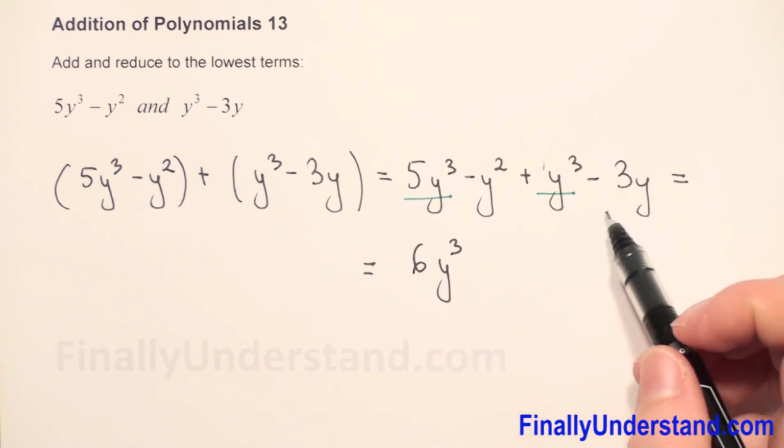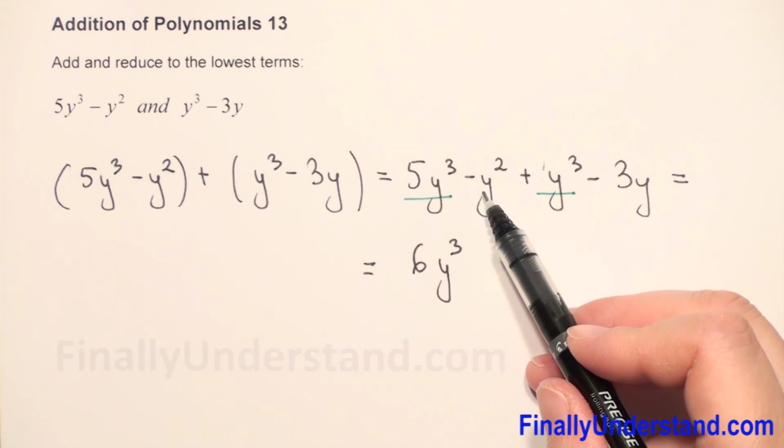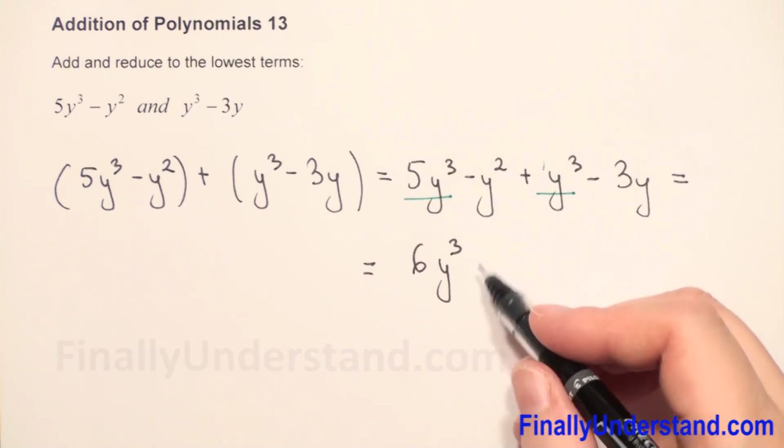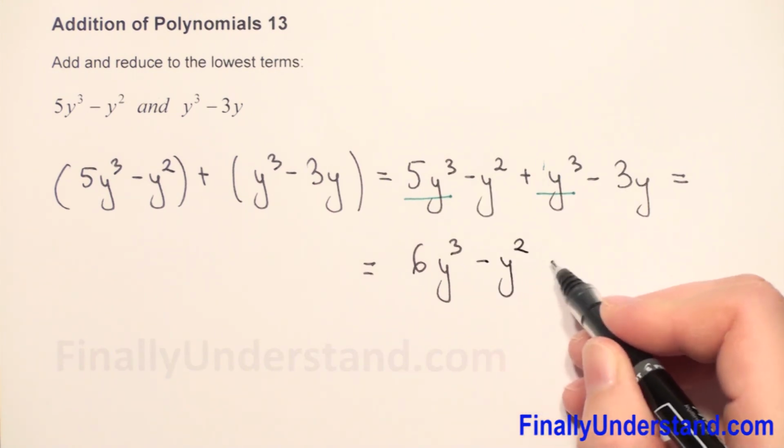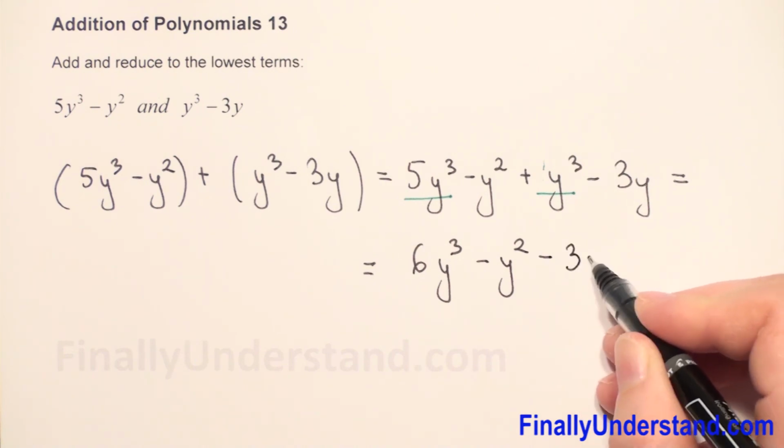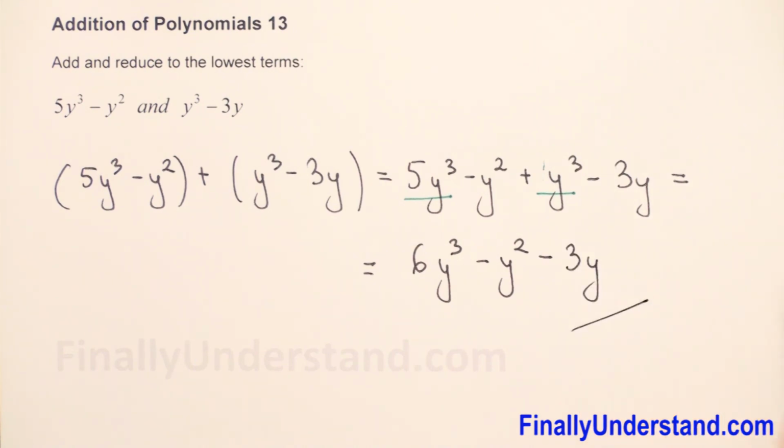And the rest we just rewrite, and we start from the highest power. So this is negative y squared and we have negative 3y. This is my solution.